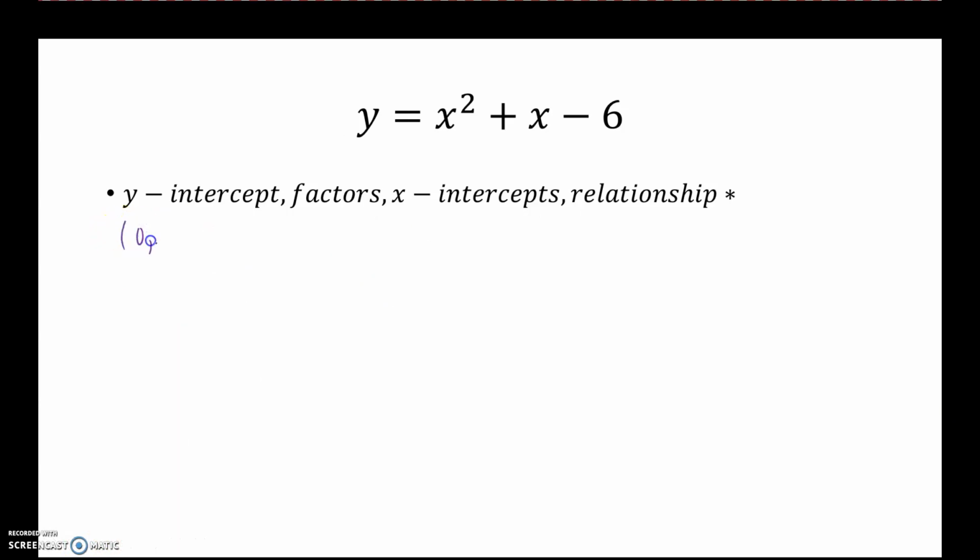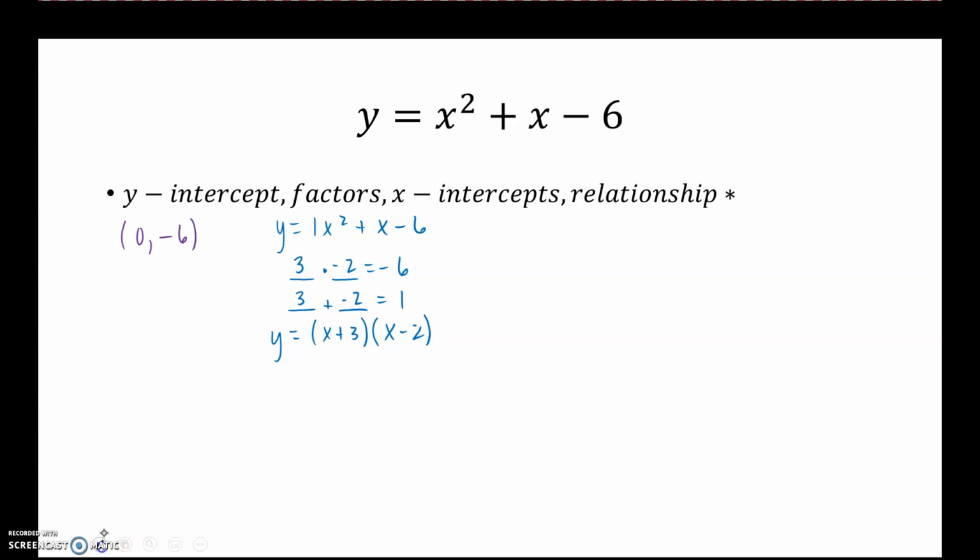Y-intercept. The y-intercept is just my value of c. Okay, so my y-intercept would be the ordered pair 0, negative 6. Next, I'm going to factor. So I have y equals 1x squared plus x minus 6. I need two numbers that multiply to negative 6 and at the same time add to positive 1. This really trips students up, but please take your time. 3 times negative 2 gives me negative 6. 3 plus negative 2 gives me positive 1. So x plus 3 is my factor times x minus 2 is my second factor.